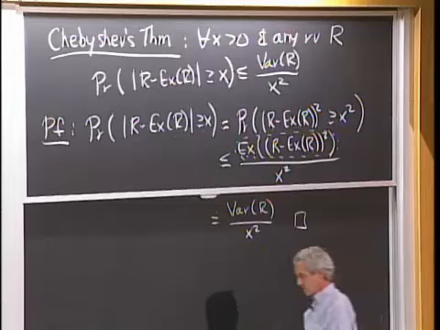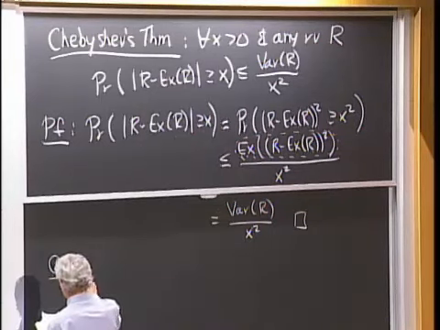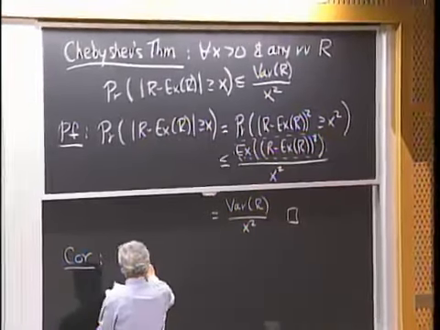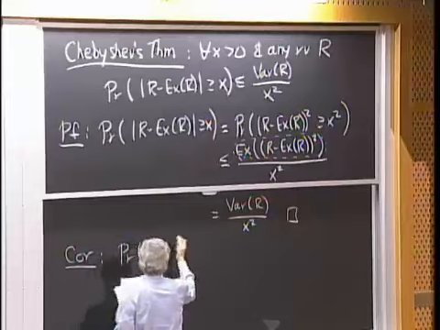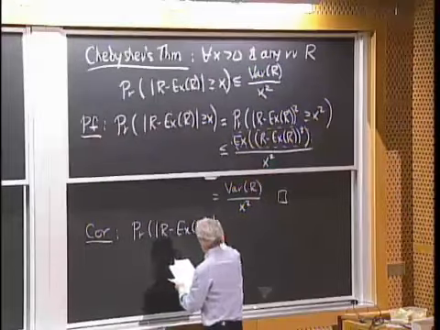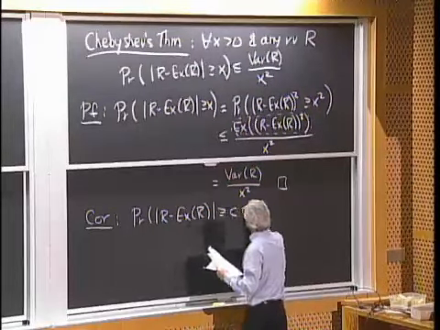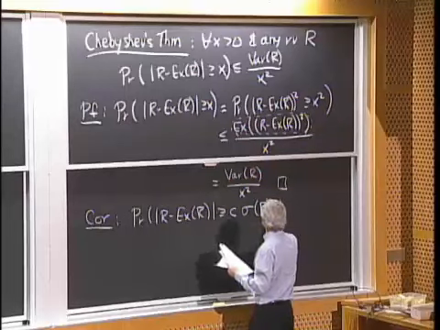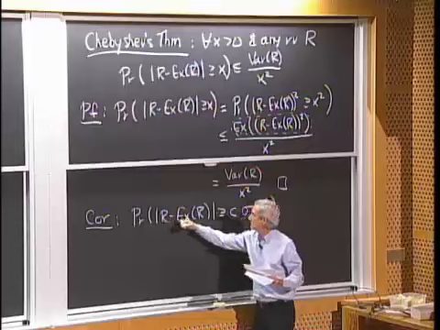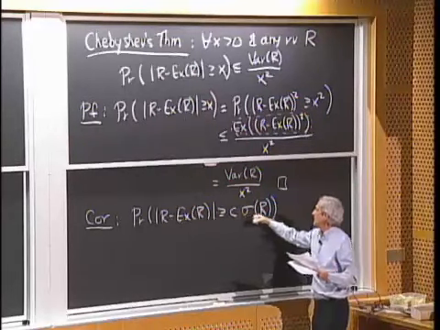Okay, so there's a nice corollary for this, just as with Markov's theorem. It says the probability that the absolute value of the deviation is at least c times the standard deviation of R. So I'm looking at the probability that R differs from its expectation by at least some scalar c times the standard deviation.